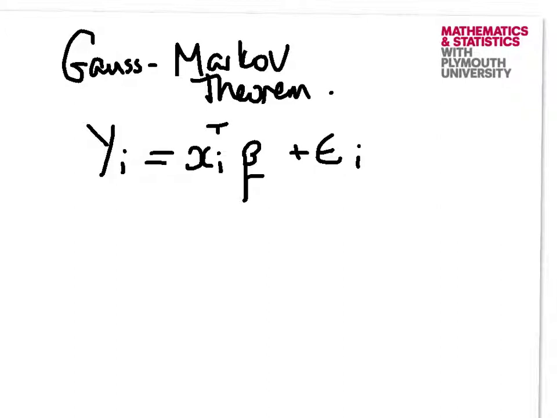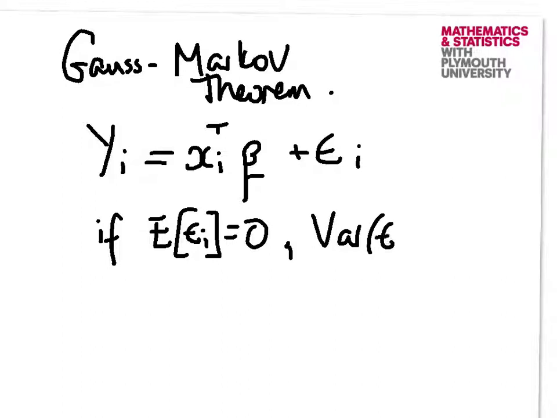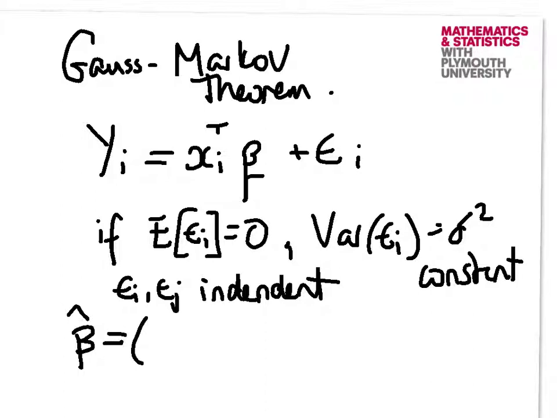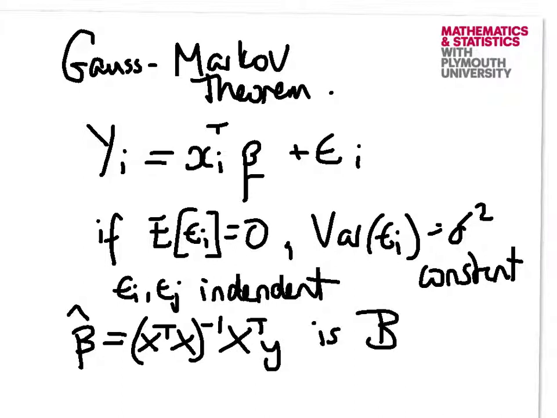So we have this model, and the Gauss-Markov theorem tells us that if we assume that the expected value of these errors is 0, that they have a constant variance and that they are independent, then the Gauss-Markov theorem tells us that an estimator given by beta hat equals (X^T X) inverse X^T y is a so-called BLUE estimator. So notice a couple of things in the notation.